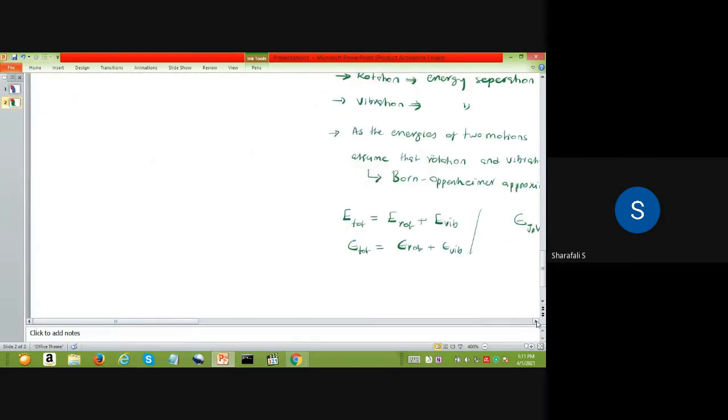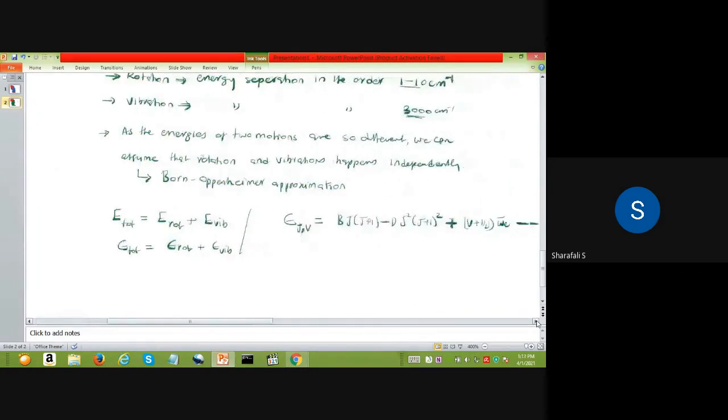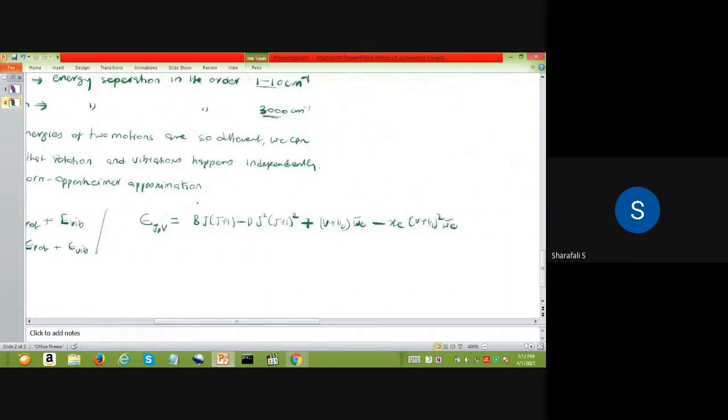Now, if you are not considering that d, we are considering this d value, which is very small. If you consider it like that, in that case, this epsilon j comma b will become b times j into j plus 1 plus b plus half times omega e bar minus plus half square.